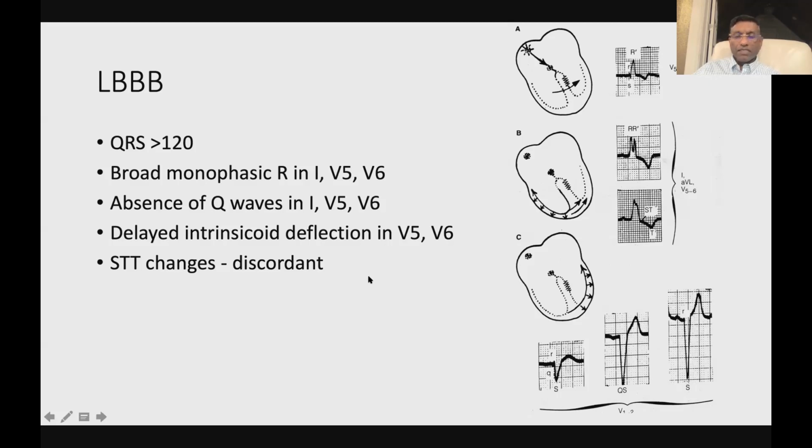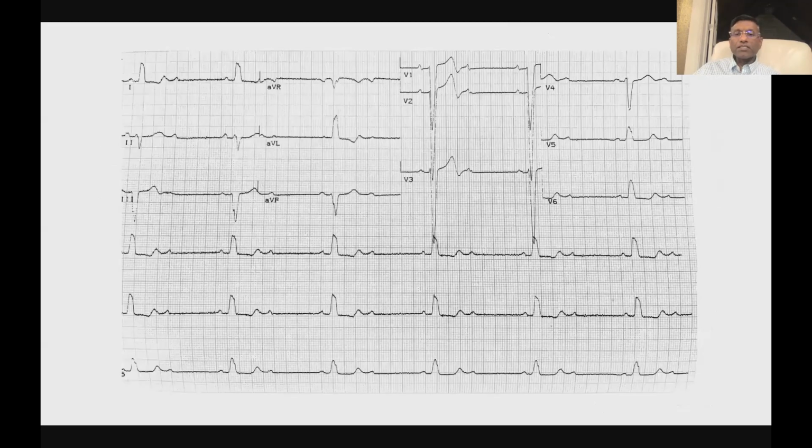And the other is that ST-T wave changes are discordant, in that when you have downsloping QRS here in V1 and V2, the ST-T wave is in the opposite direction. And similarly here, if you have positive QRS, you'll get the ST segment actually sagging downwards instead of going positive. And you have a QRS width of 120 milliseconds.